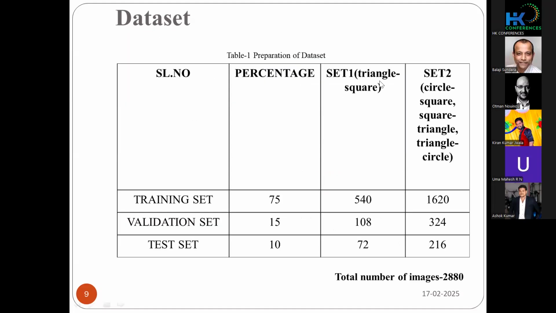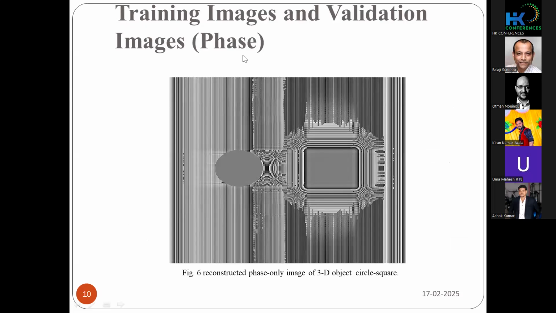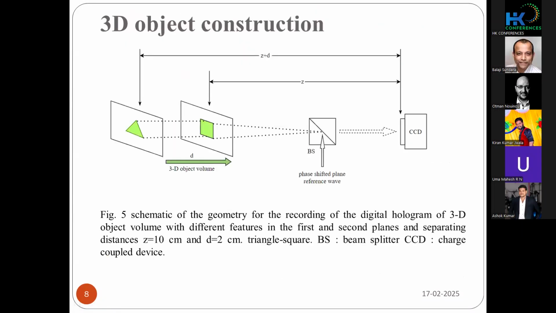Triangle, square, I have considered in one set. Circle in the front plane, square in the second plane, square in the first plane, triangle in the second plane, triangle in the first plane, circle in the second plane. Then I have formed the data set of 2880 images, where I have considered 75% for training, 15% for validation, 10% for testing. Training images and validation images. So here you can see the reconstructed phase image of one of the 3D objects, that is circle square, that I have obtained using phase shifting digital holography technique.